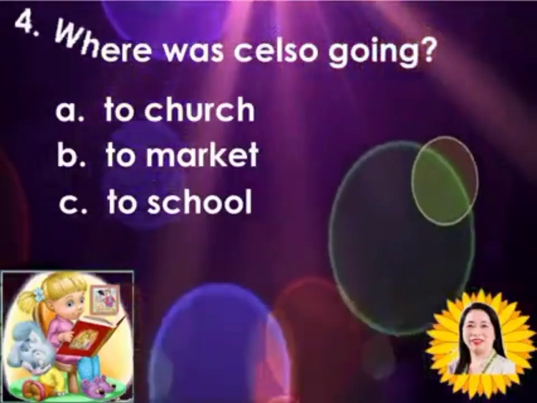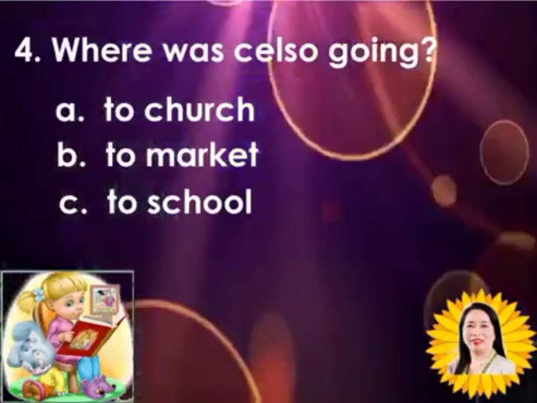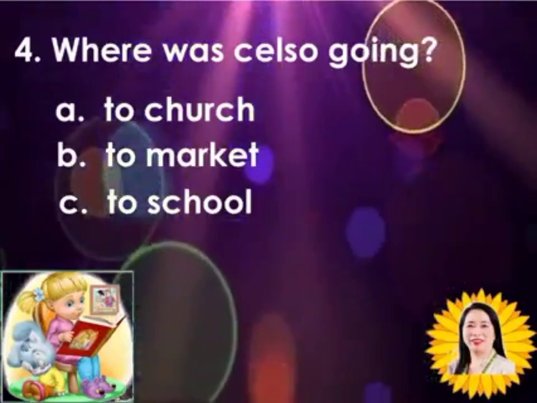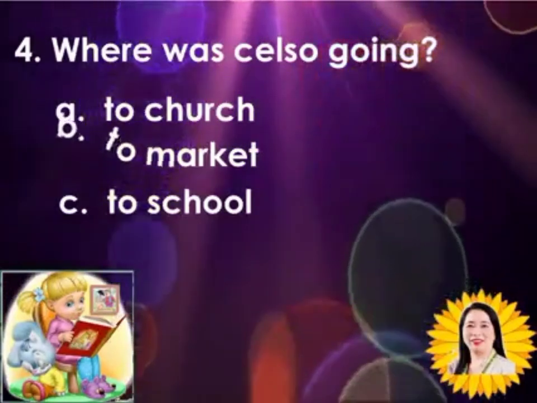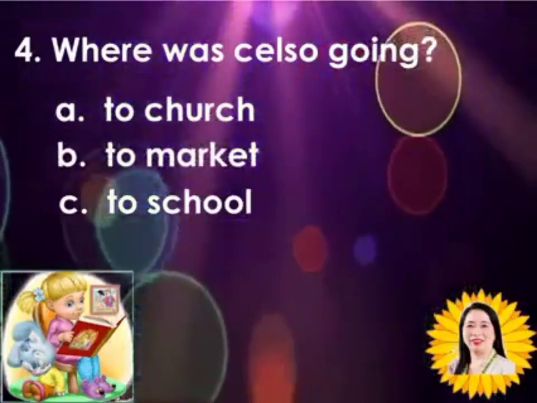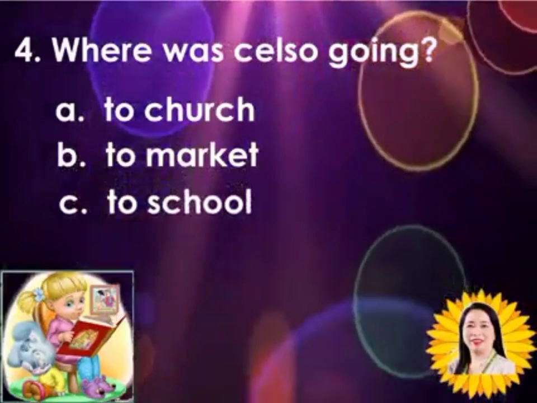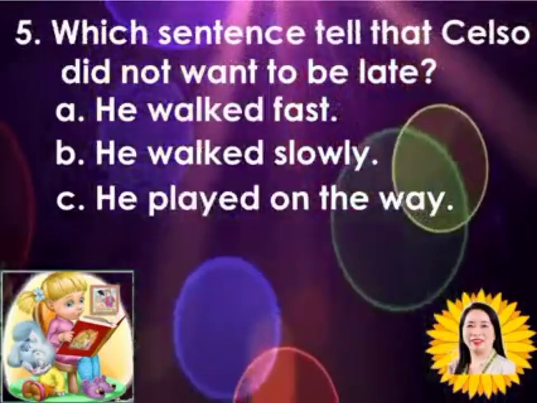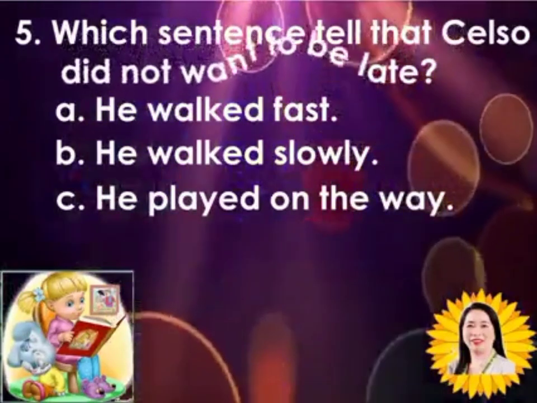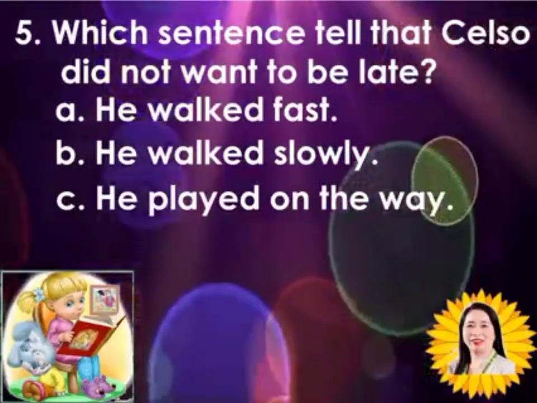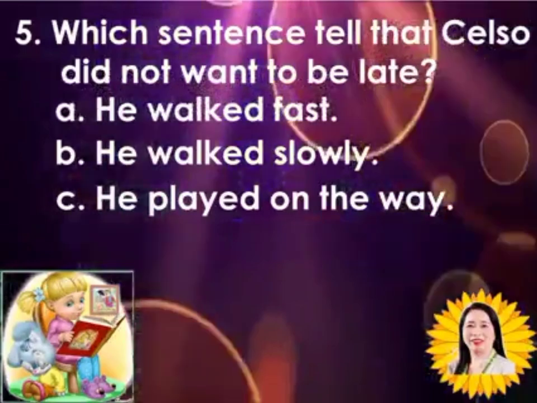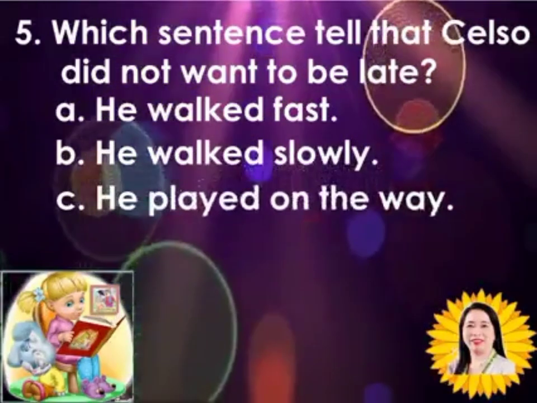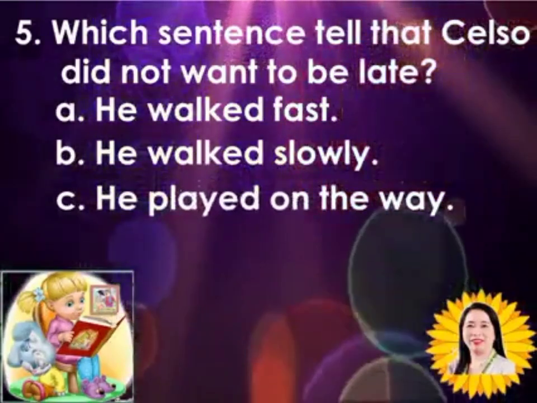4. Where was Celso going? A. To church. B. To market. C. To school. Five. Which sentence tells that Celso did not want to be late? A. He walked fast. B. He walked slowly. C. He played on the way.